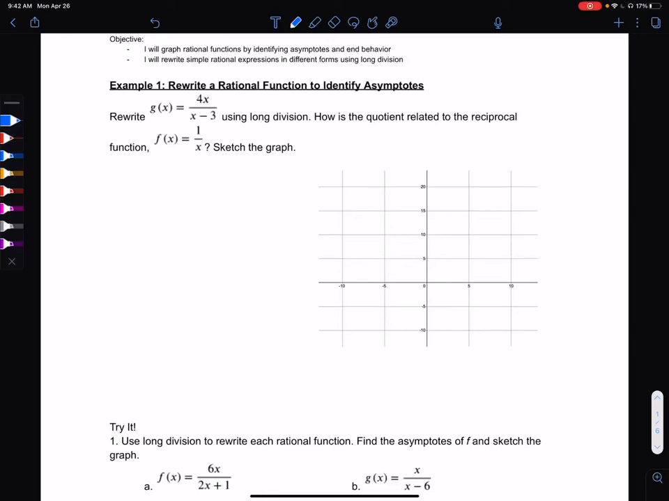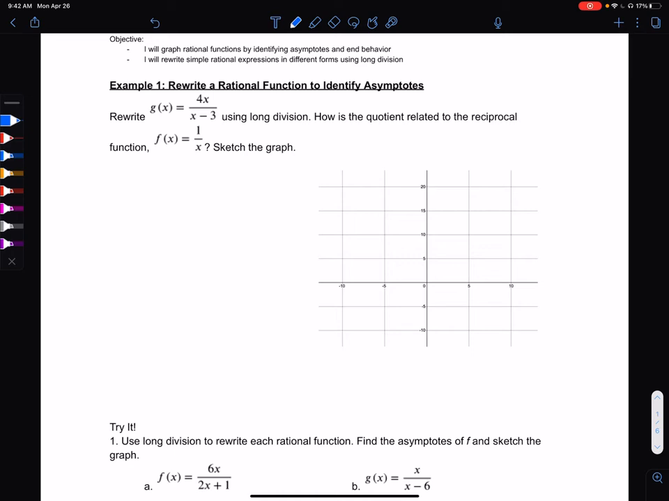So in this video, we're going to look at example 1, where we rewrite a rational function to identify asymptotes. They want us to rewrite g of x equals 4x over x minus 3 using long division, and how is the quotient related to the reciprocal function f of x equals 1 over x, and then sketch that graph.